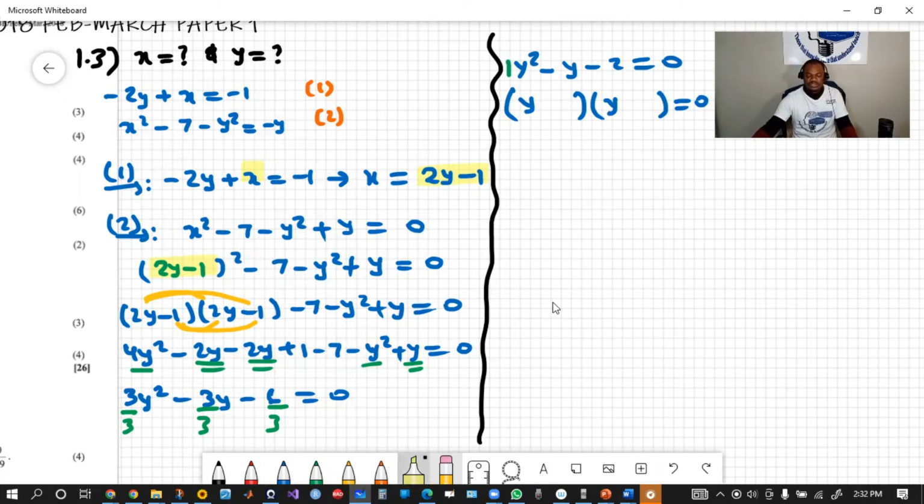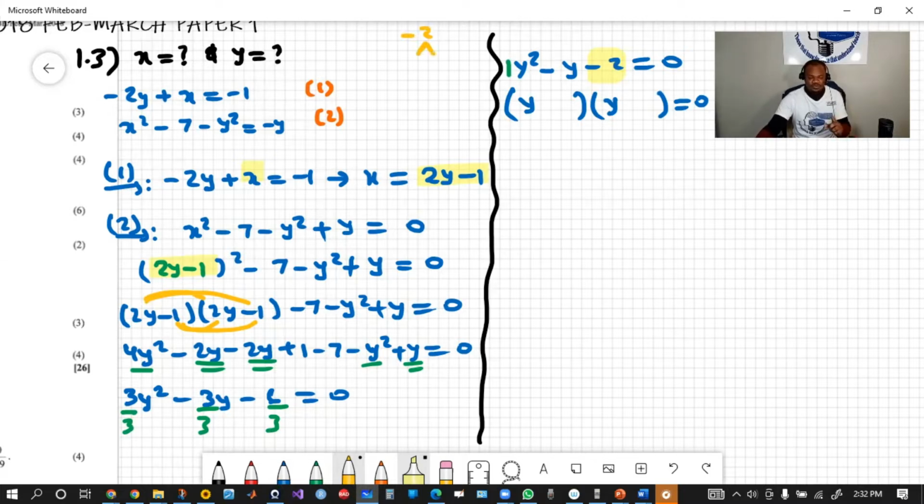We're going to look at the last term, the constant term, -2. Let's just write it here: -2. I'm going to list the factors of 2. 2 has only one couple of factors, it's 1 and 2.